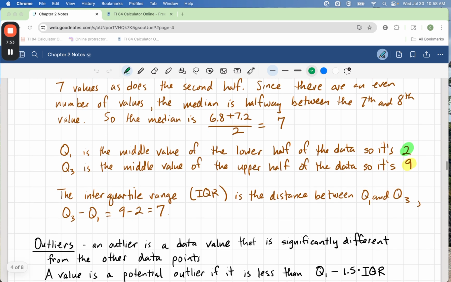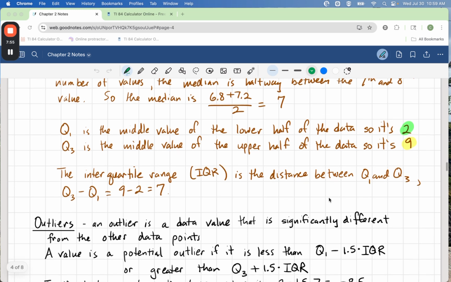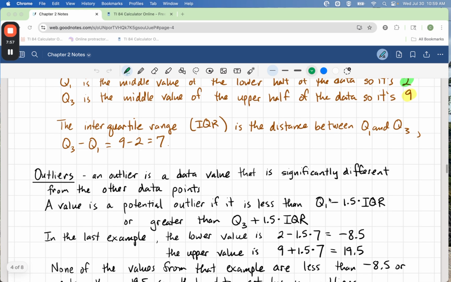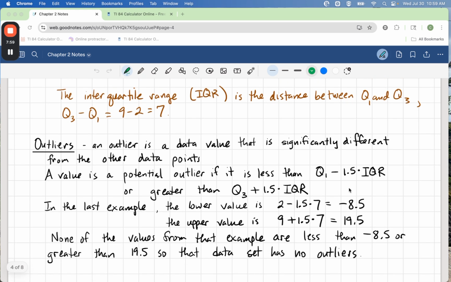Let's talk more about outliers and how to figure out what would be an outlier in a set of data. An outlier is a data value that is significantly different from the other data points. A value is a potential outlier if it is less than Q1 minus 1.5 times the IQR, or greater than Q3 plus 1.5 times the IQR.